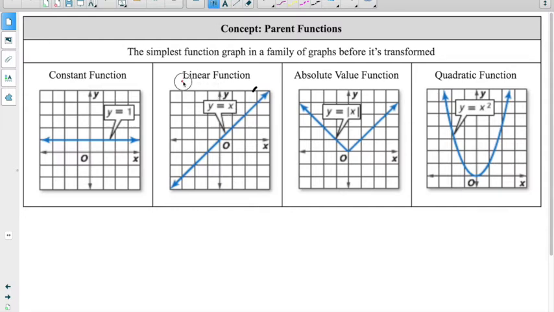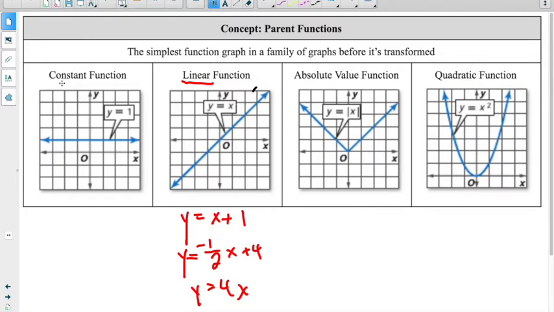Okay, if we think about the linear family, maybe we have a crazy cousin like y equals x plus 1. A wild aunt, y equals negative 1/2 x plus 4. There's all sorts of ways that we can dress up our linear function family, but at the end of the day, their graphs are still going to look like lines. Okay, and y equals x is the parent of that function family.